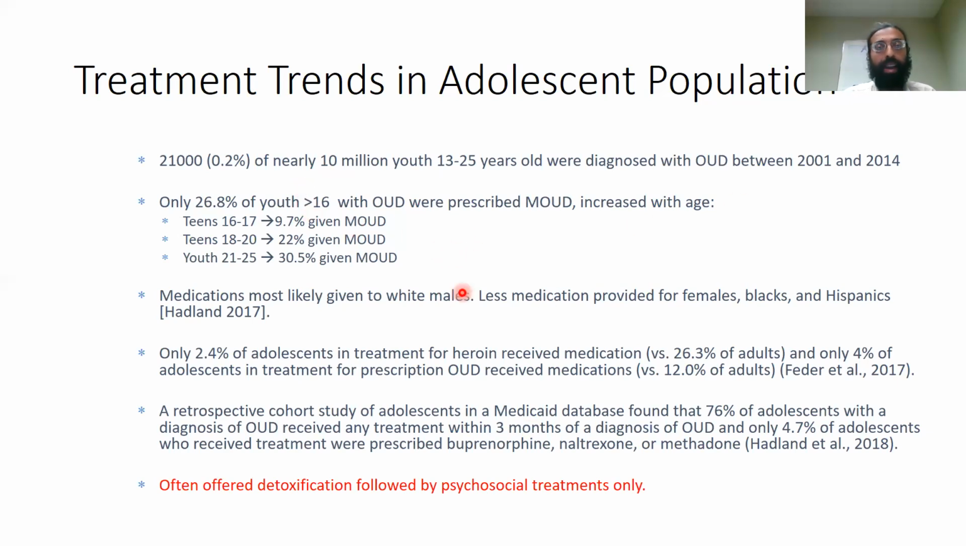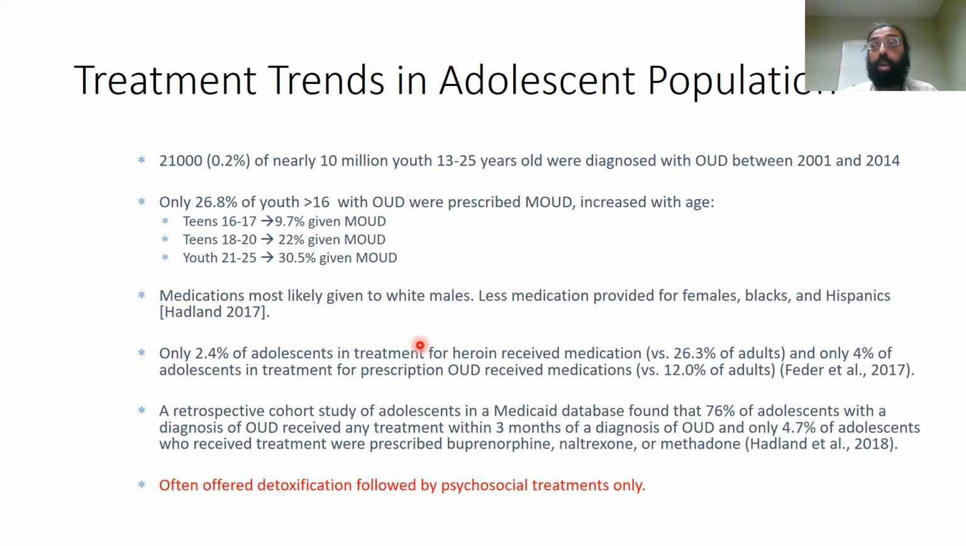And you can see that this slide summarizes a lot of it, that if you look at youth overall, about a quarter of youth over the age of 16 with opioid use disorder are prescribed MOUD, medications for opioid use disorder. And if you look at that 16 to 17 age group, it's less than 10%, right? And again, those concerning disparities. Medications are more likely to be given to white males. White males statistically are the most likely to get access to medications for opioid use disorder than any other demographic. Less medication is provided for females, Blacks, and Hispanic identified individuals. And so adolescents are significantly less likely to access these life-saving treatments.